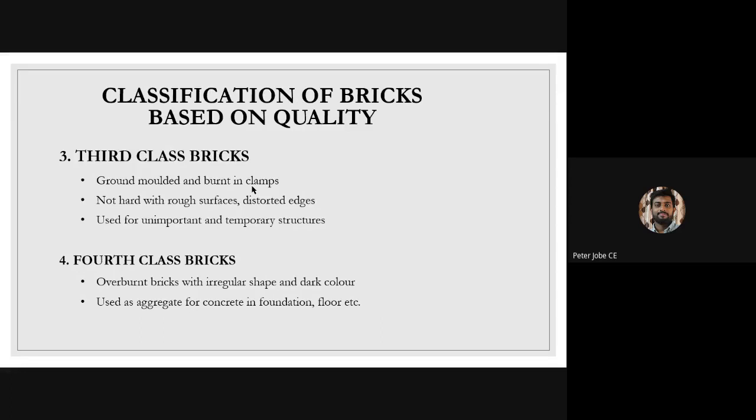And the fourth class bricks are those bricks which are overburnt with irregular shape and dark color. So what happens if we are not properly supervising the burning or molding procedures? The expected results won't come out. Many times the bricks might get overburnt, and in that situation the regular shape of a brick will get distorted, and it will attain a dark color. Such bricks are classified as fourth class bricks, and we won't use them for any kind of construction because they won't have even the proper shape.